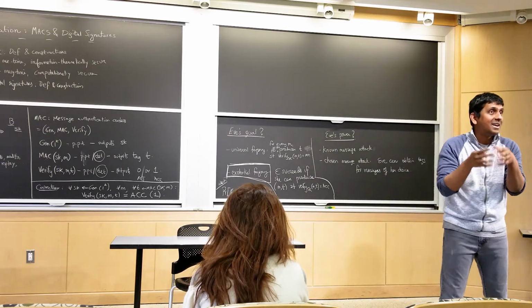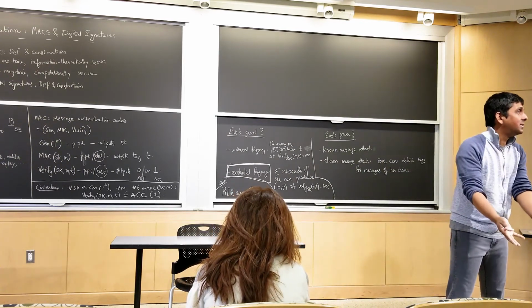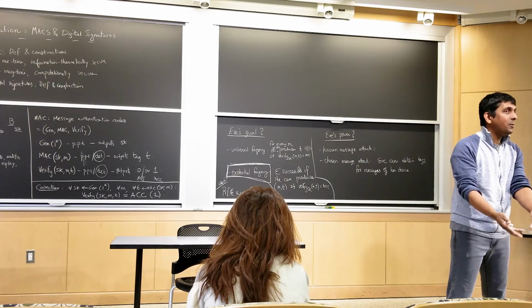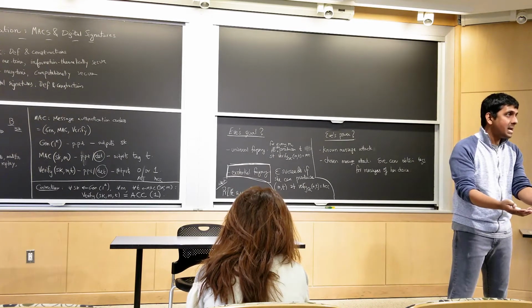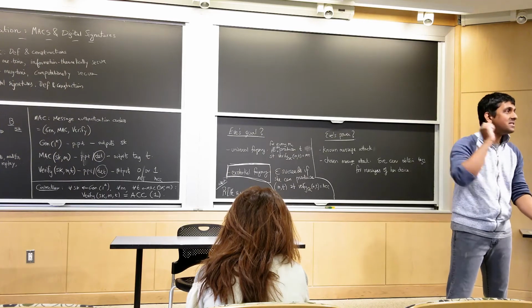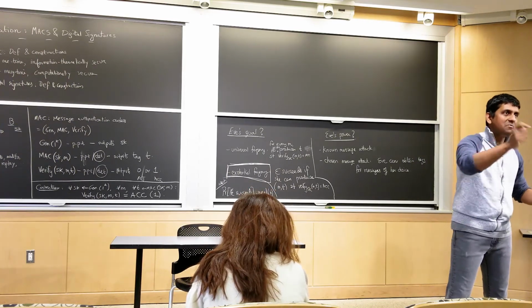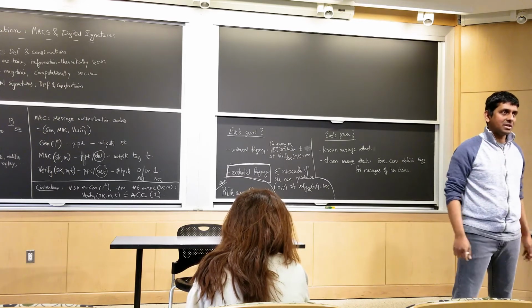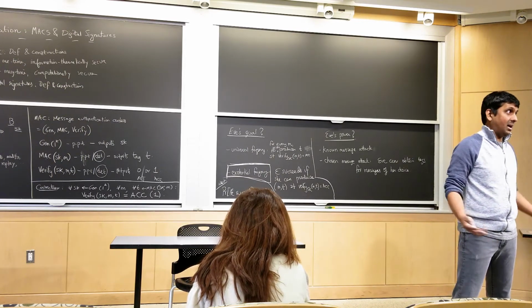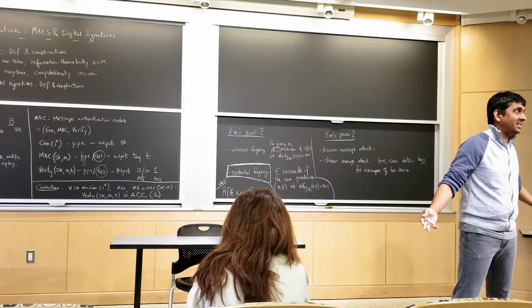But Bob, the guy sitting there, why don't I attack Bob? What does it mean to attack Bob? I can feed messages and potential tags to Bob and see if he accepts or rejects. Of course, I can do that.